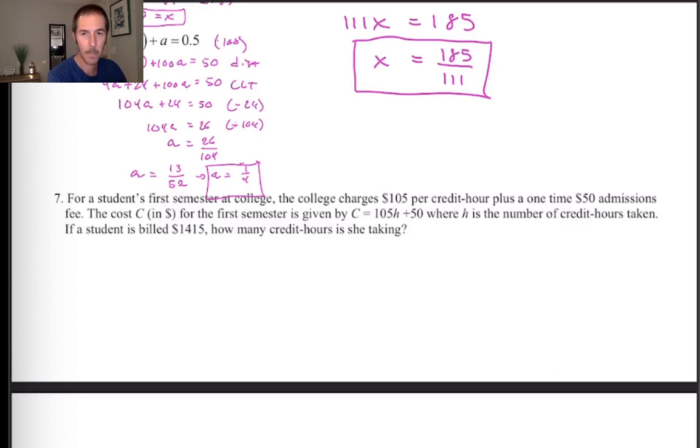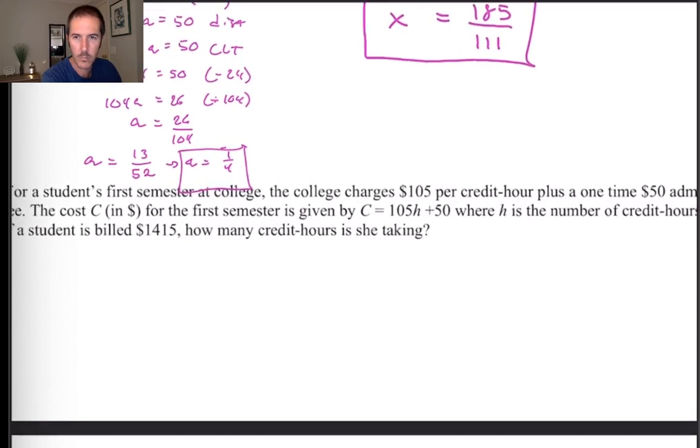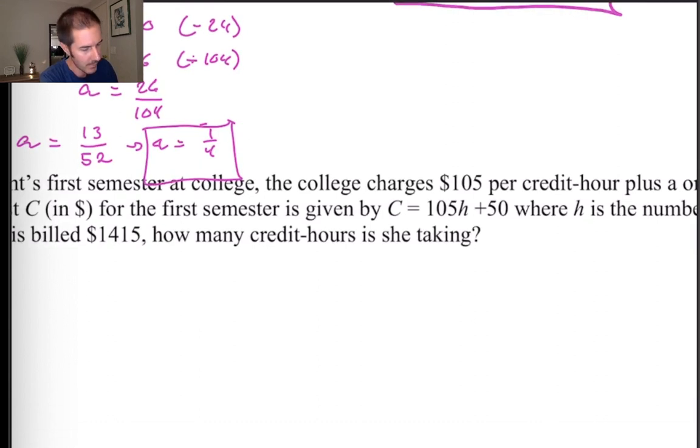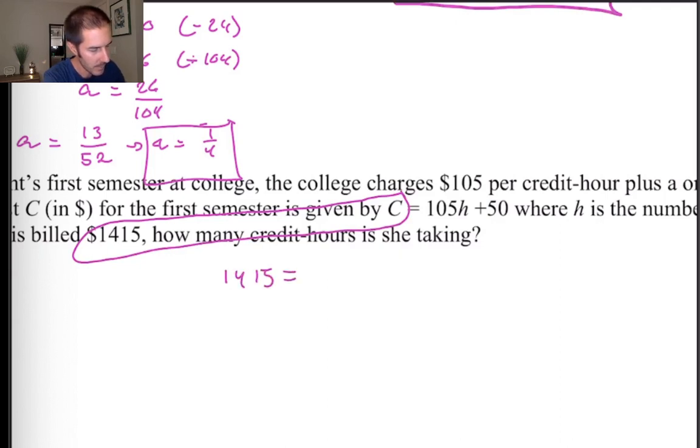Well, thankfully, we don't have to do much interpretation. We're being told here that capital C is representing the cost in dollars. So I'm going to replace this C value with the 1415. So we end up with 1415 is equal to 105H plus 50.